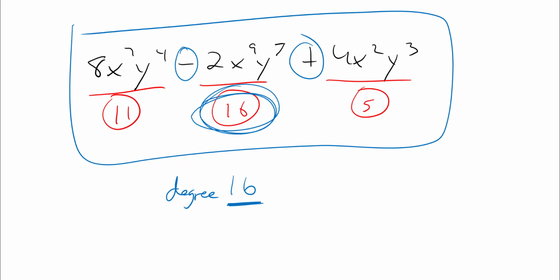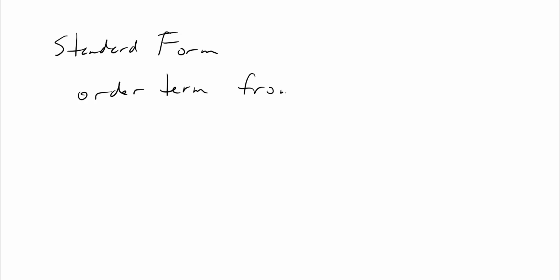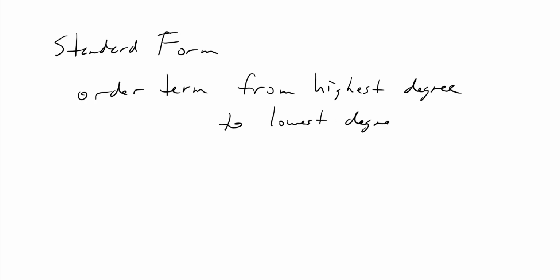Okay, so that's degree. Let's talk about something called standard form. Okay, so standard form is basically you want to order the terms from highest degree to lowest degree. Okay, that's all you do. You order terms from highest degree to lowest degree. That's all you do. All right. So let me give you an example.